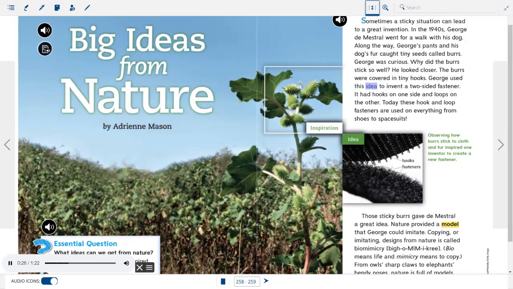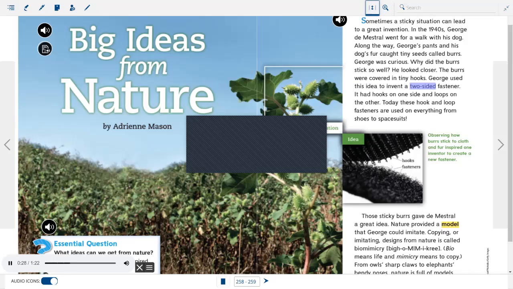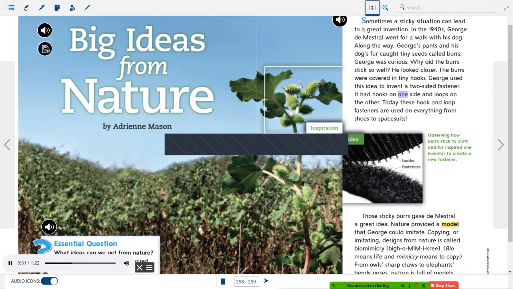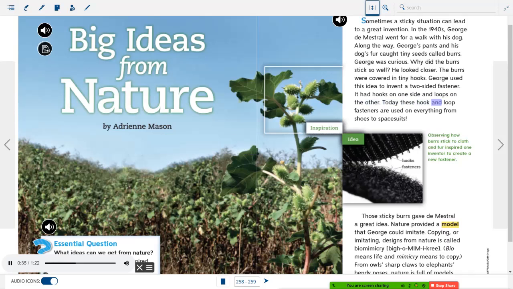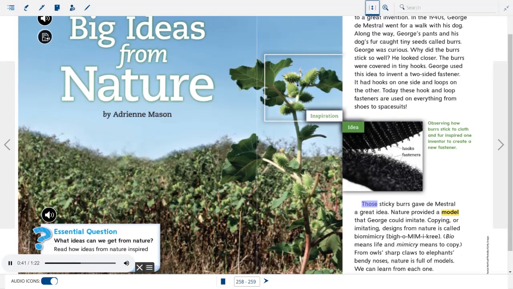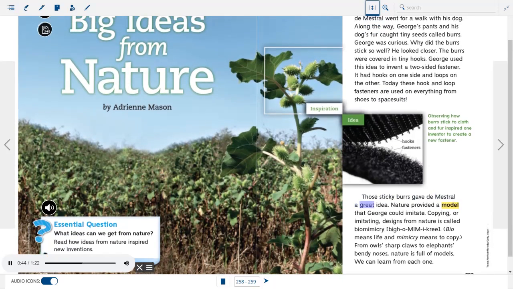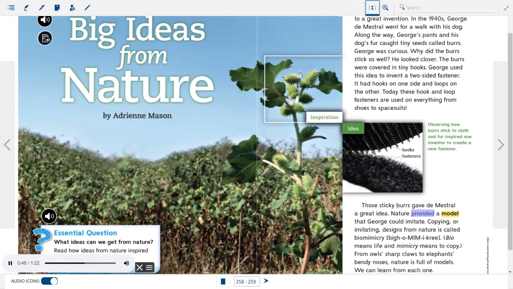George used this idea to invent a two-sided fastener. It had hooks on one side and loops on the other. Today, these hook and loop fasteners are used on everything from shoes to spaceships. Those sticky burrs gave de Mestral a great idea. Nature provided a model that George could imitate.